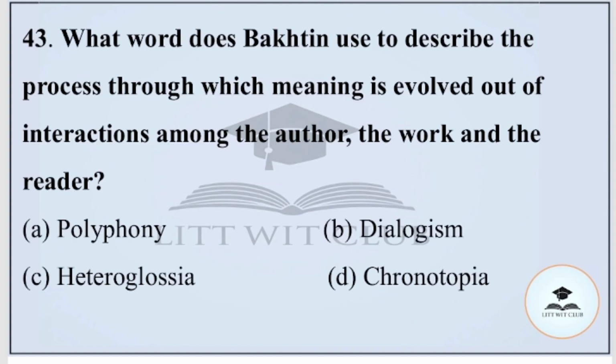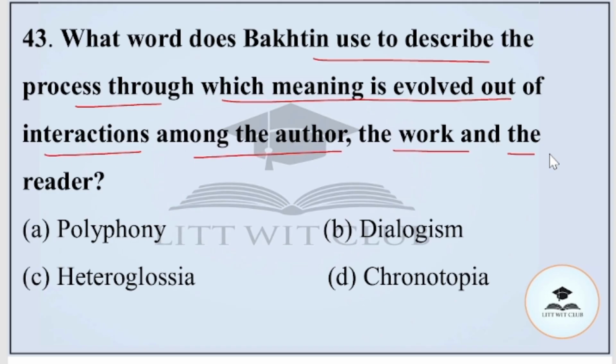Question number 43. What does Bakhtin use to describe the process through which meaning is evolved out of interactions among the author, the work, and the reader? Options are polyphony, dialogism, heteroglossia, or chronotopia. And the correct answer is dialogism.